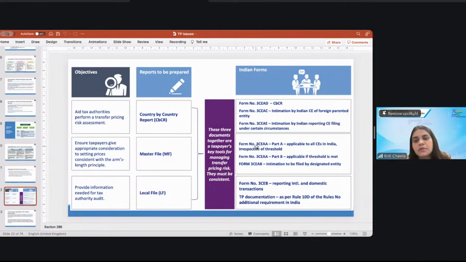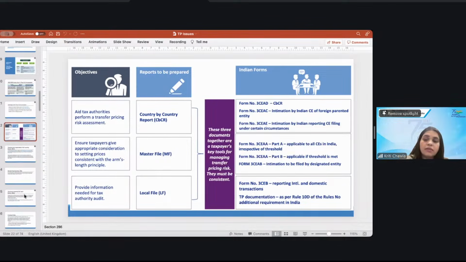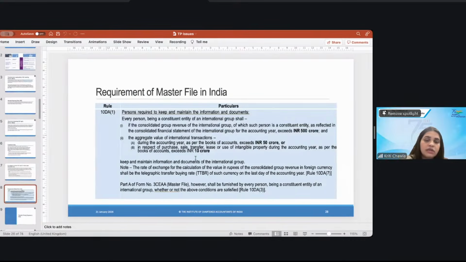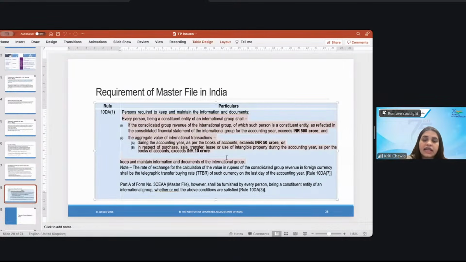Okay, so this is Form 3CEAA, Part A. It is applicable to all constituent entities, irrespective of the threshold. And this is Part B, where the threshold is to be met. It is only applicable when this kind of threshold is actually met.